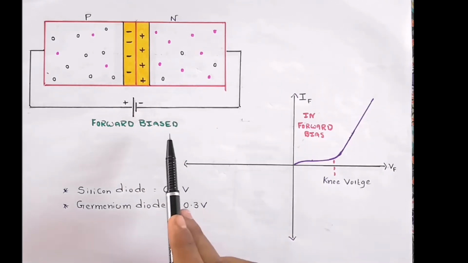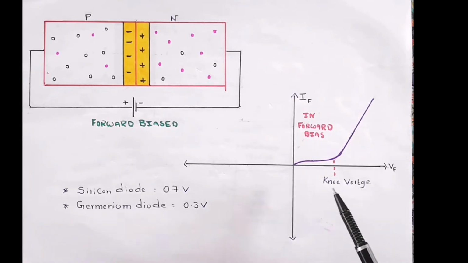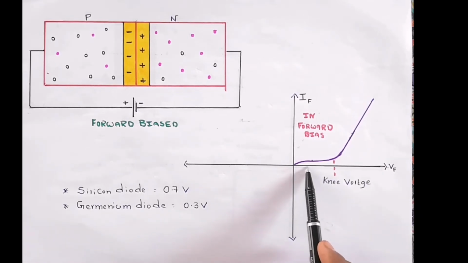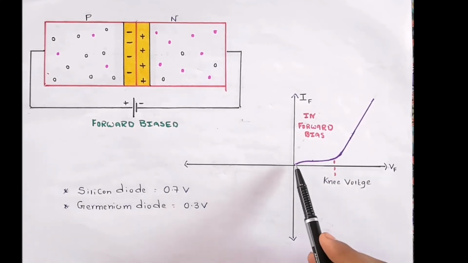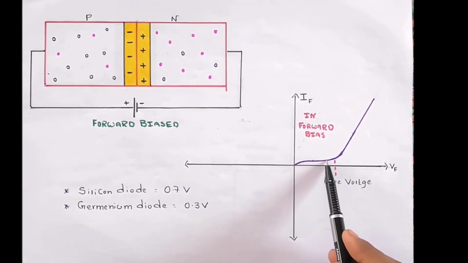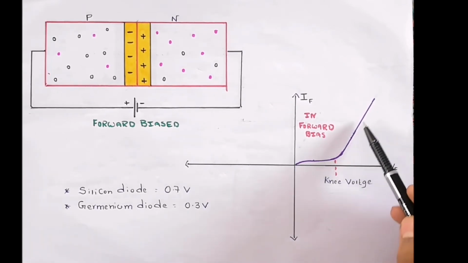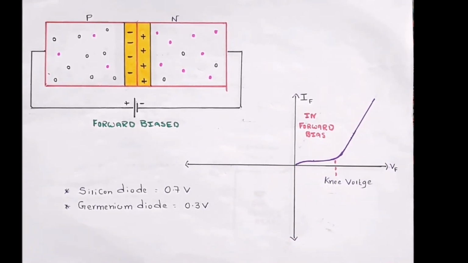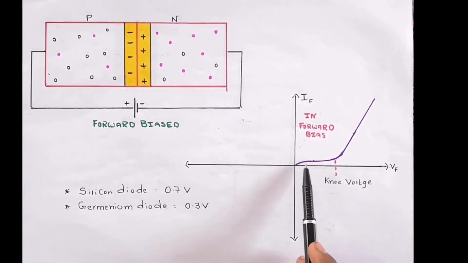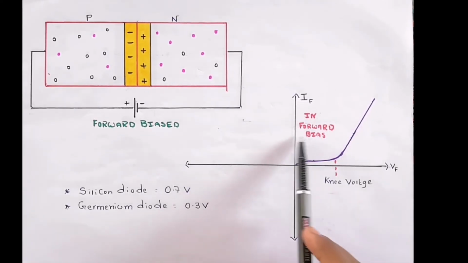Now let's see this phenomenon using the graph. As you can see, when we gradually increase the voltage, the current in the diode will be low until it reaches the knee voltage. Once the applied voltage reaches the knee voltage, the current across the diode will increase linearly. For a silicon diode, the knee voltage is 0.7 volts, and for a germanium diode, the knee voltage is 0.3 volts. So this is the VI characteristic graph of a PN junction diode in case of forward bias.